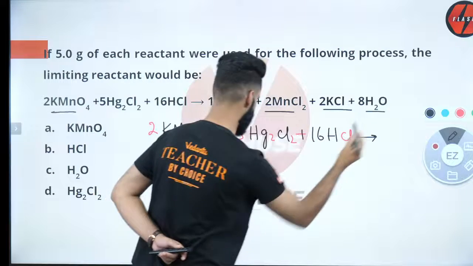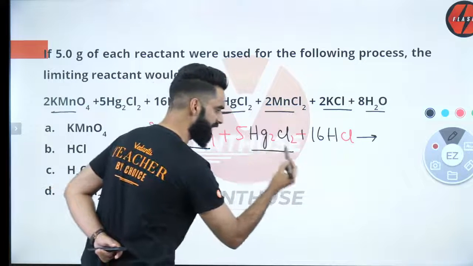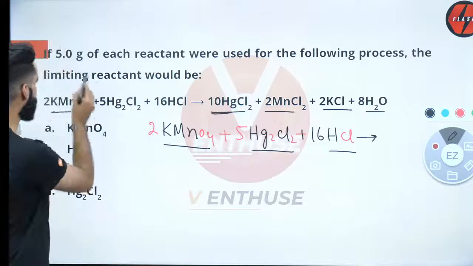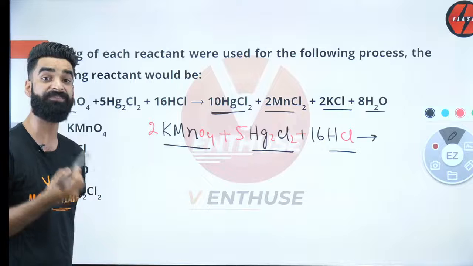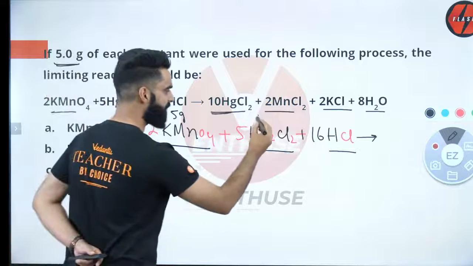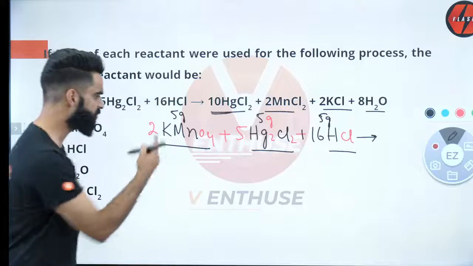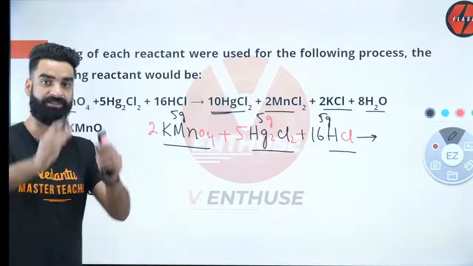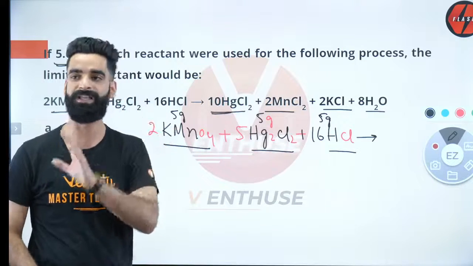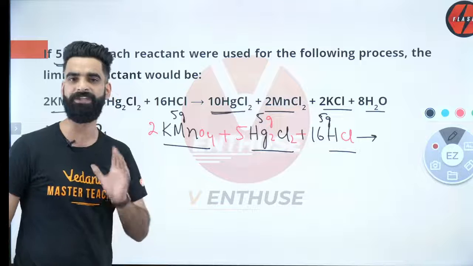I just have to identify which one is the limiting reagent. Either KMnO4 will be the limiting reagent, or Hg2Cl2 will be the limiting reagent, or HCl is going to be the limiting reagent. Now, what is given in the question? 5 grams of each reactant. I'm given 5 grams of KMnO4, 5 grams of Hg2Cl2, and 5 grams of HCl as well. I need to identify which one among these will be my limiting reagent. The process by means of which we check which one is the limiting reagent, I already discussed with you in the last session. I'm going to follow the same procedure by means of which we'll get to know which one is the limiting reagent over here.